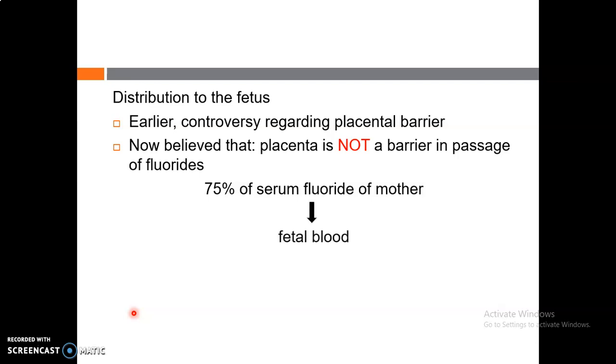So 75% of the serum fluoride of the mother goes to the fetal blood, and from the fetal blood, it reaches the mineralizing bones and teeth, and that explains the possibility of dental fluorosis in primary dentition, which completes its formation in utero.